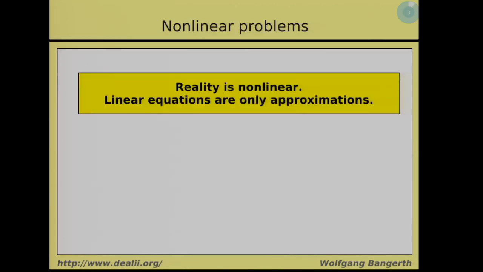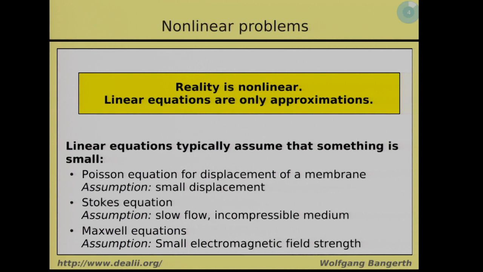So like I said, the world really is nonlinear, and if you do happen to have a linear equation, there is almost always an approximation or an assumption that something is small. For the Poisson equation, we typically consider it a model for the vertical displacement of a membrane, so let's say a drum or something like this. The Poisson equation is linear, and the assumption behind that is that the vertical displacement of the membrane is small. In the Stokes equation, the assumption is that you have slow flow and that the medium is incompressible.